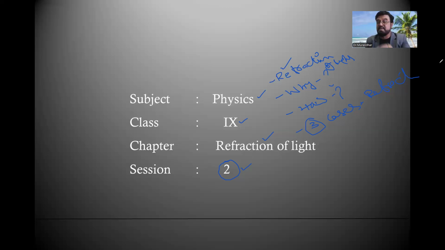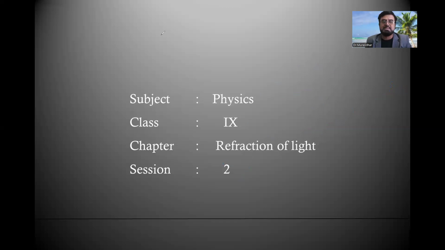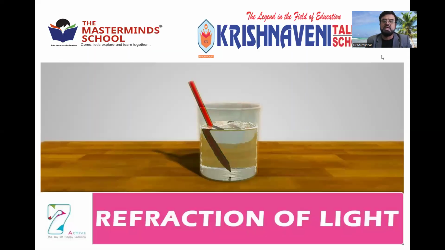In such cases, the angle of incidence and angle of refraction are sometimes more, sometimes less. And the third and interesting case we have seen: whenever light is incident along the normal, 90 degrees to the surface of the second medium, there won't be any bending of light. It will go straight, with 0 degrees angle of incidence and angle of refraction. Right? So these are the things we learned in the earlier session, which you can see here.